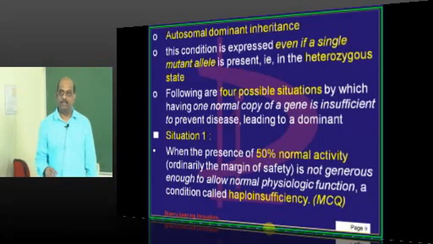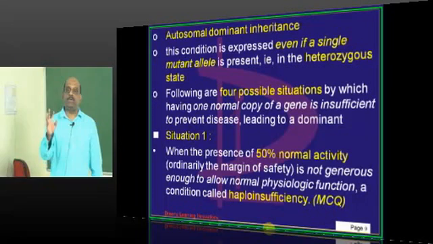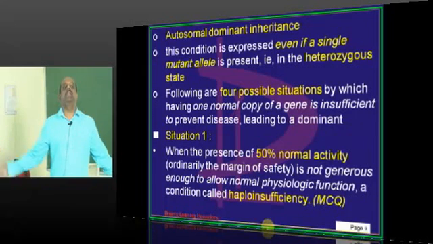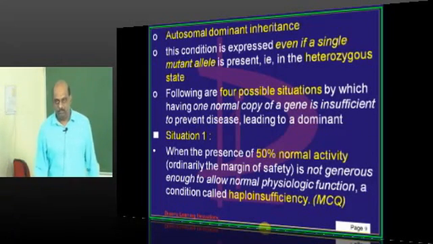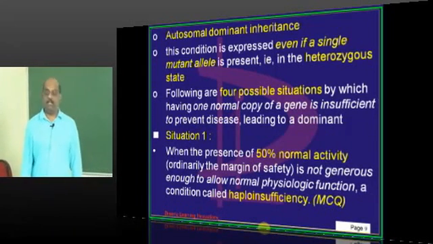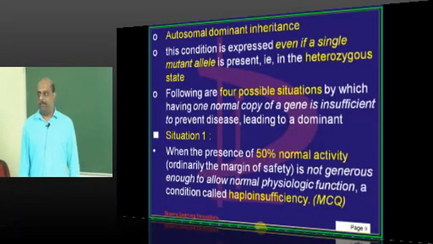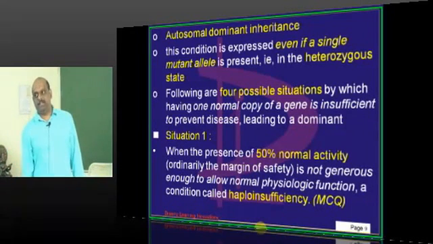abnormalcy. So, even if 50% is good also, still the other 50% will lead to the development of disease manifestation. That's how a heterozygote in autosomal dominant will lead to development of disease manifestation, is what we need to remember. That's called haploinsufficiency, where the margin of safety doesn't work.